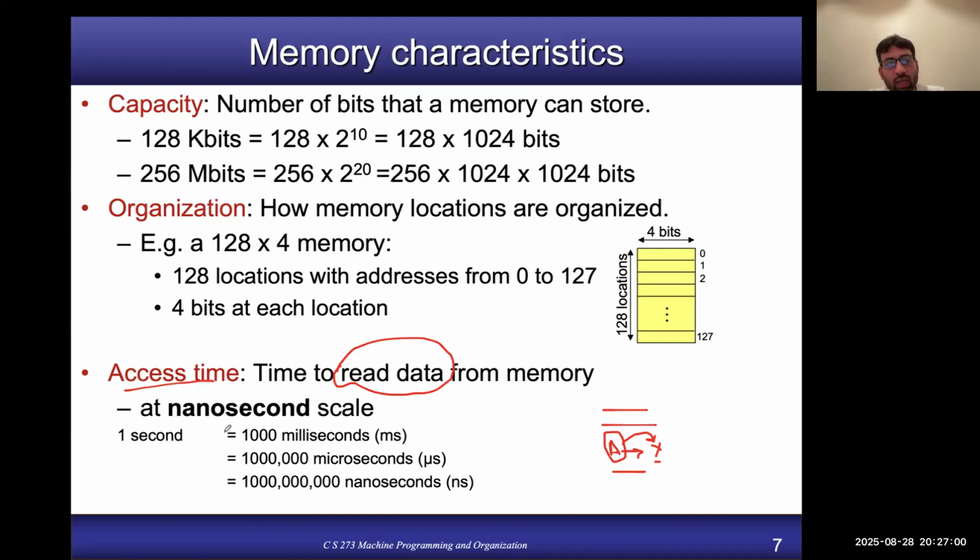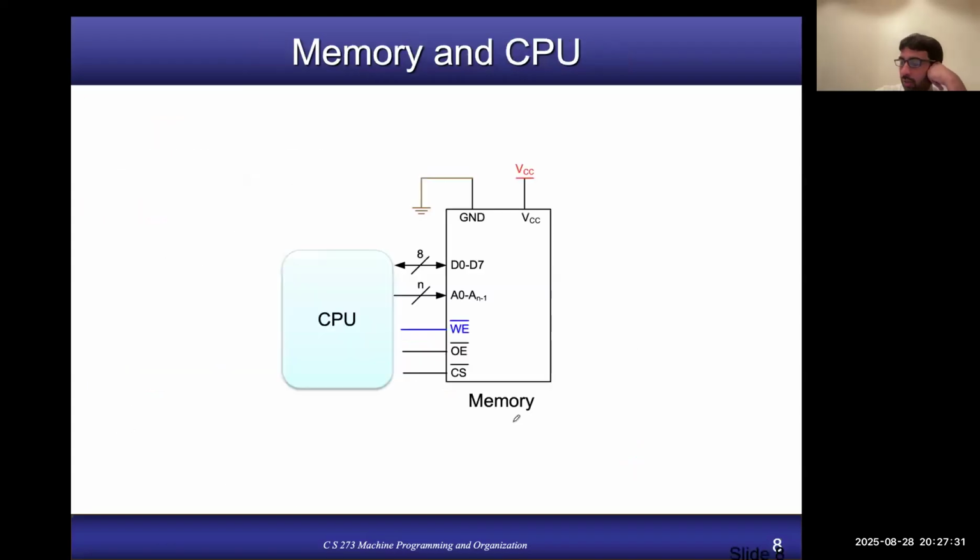So what is a nanosecond? It is just like 1 second is 1,000 milliseconds. So milli means you have 1,000 milliseconds in 1 second, and you have 1 million microseconds in a second, and you have this many nanoseconds in a second. So your memory speed, access time, is normally specified in nanoseconds. Okay.